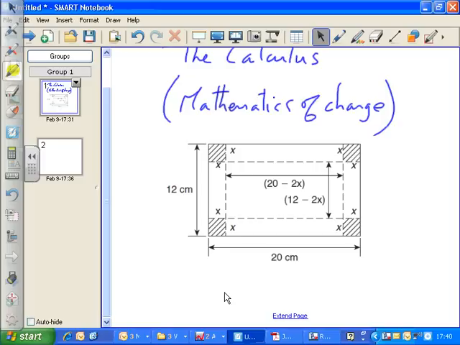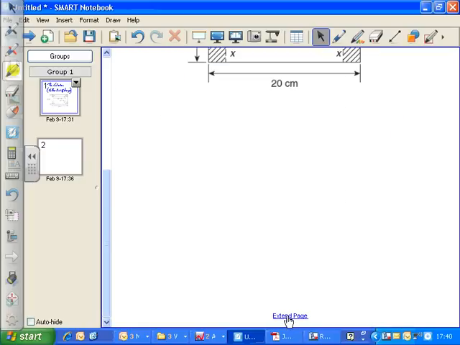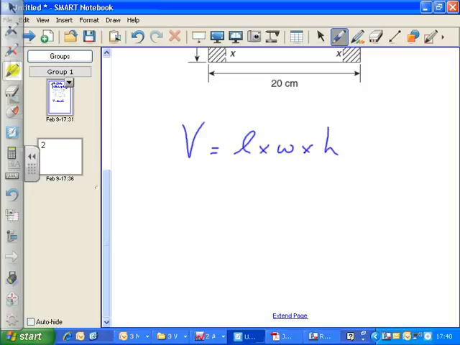Before we can use the calculus, what we need to do is come up with a formula that relates the volume with x. Then we can apply the rules of calculus to it. So the first step is to come up with a formula. What's the general formula for the volume of a box? Length times width times height, yeah.